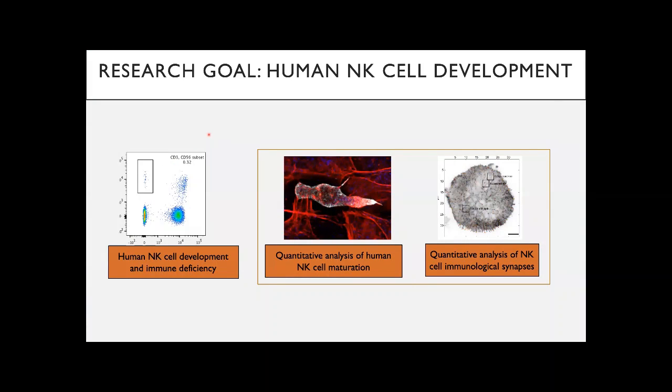So as I said, my lab studies human NK cell development, and we do this in a number of different ways. One of the ways that I'm not going to talk about today is through the study of patients with rare primary immune deficiencies that affect NK cell development, and as a result have NK cells that either aren't present or don't work. What I am going to talk more about today is some of the work that we do on the cell biological aspects of human NK cell development.